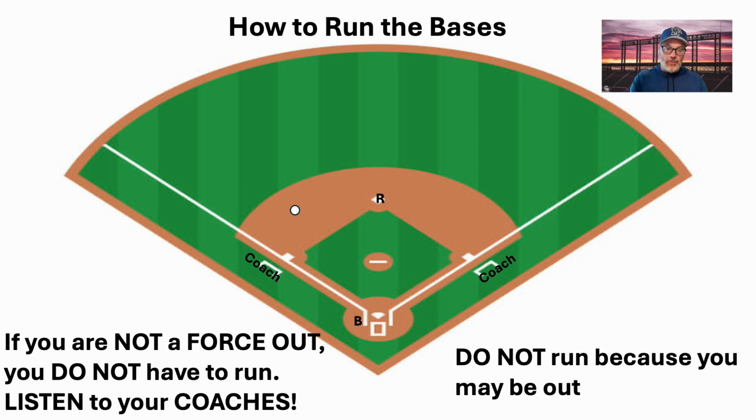Our runner on third base stays on third base. Our runner on second base stays on second base. Everybody's making really, really good decisions. No one's trying to run when they shouldn't have been running. Because if our third base runner would have tried to run home, the pitcher could have gotten the ball and tagged them for an out, right?